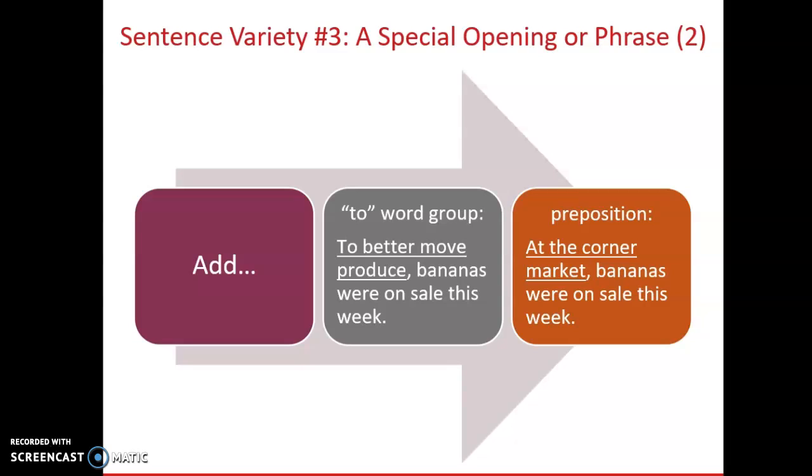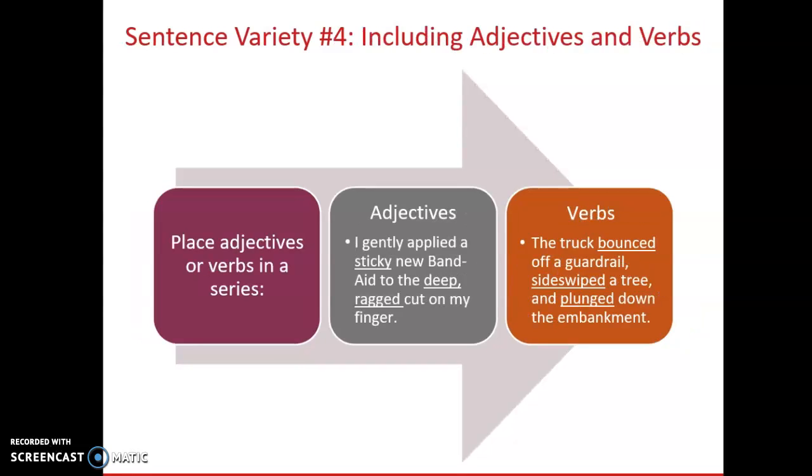Add to word group, right? To better move produce, bananas were on sale this week. And then a prepositional phrase. At the corner market, bananas were on sale this week, right? So just varying sentences.